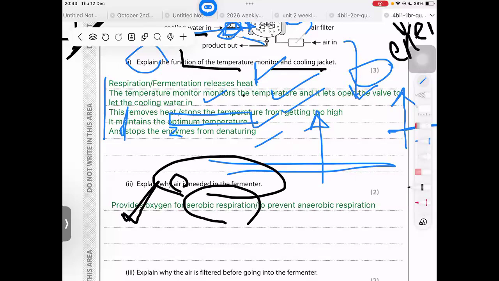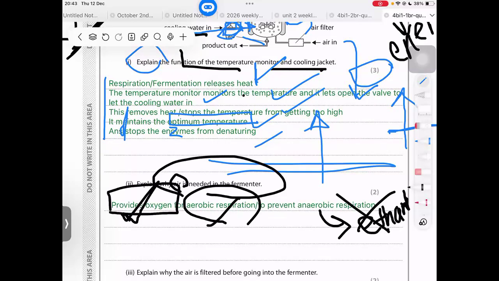To make sure that the yeast will carry out aerobic respiration. Otherwise, yeast can carry out anaerobic respiration and there would be different products. Ethanol will be produced. We don't want that result to take place, right? By anaerobic respiration of yeast, ethanol could be produced. In order to prevent anaerobic respiration, we need to make sure that oxygen is given to that fermenter, right?